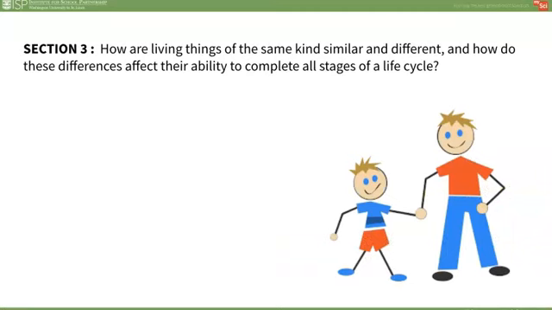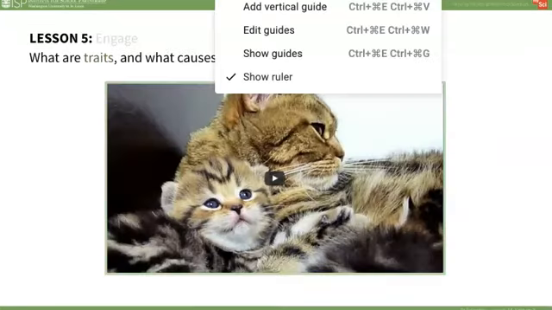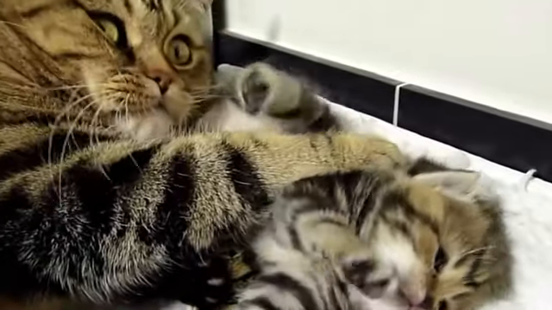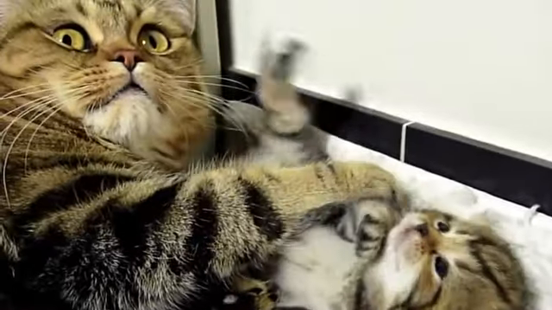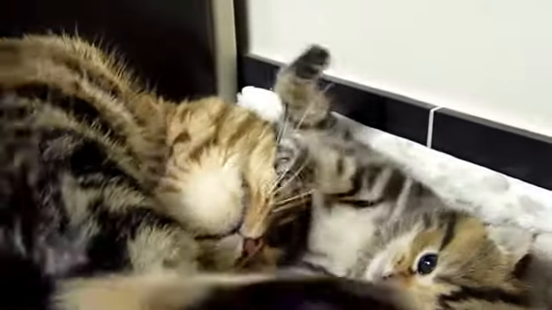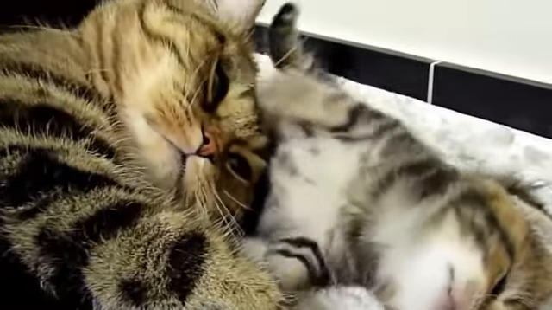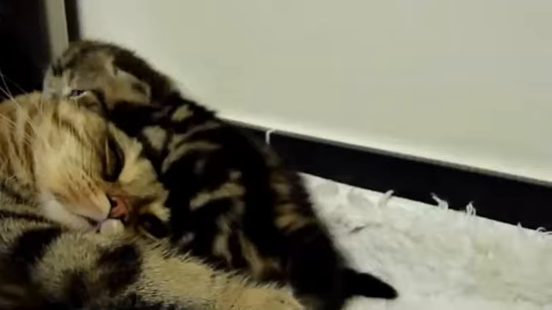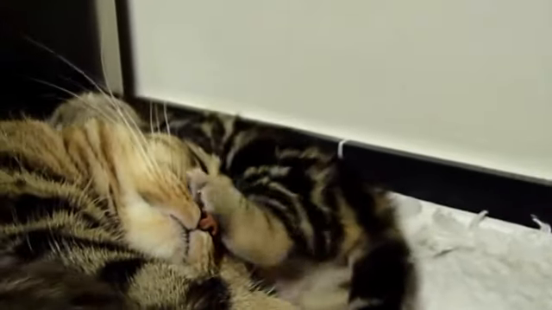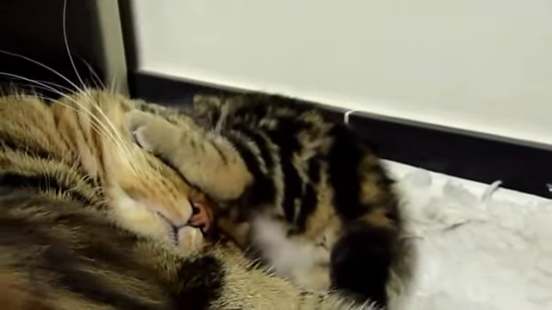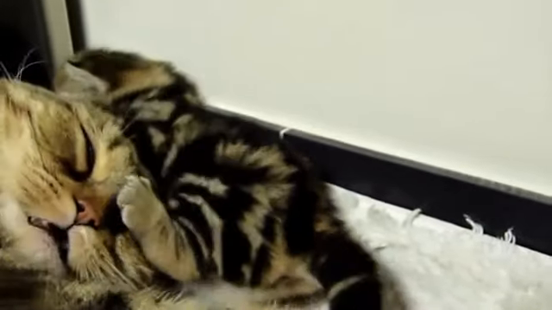Students will determine how living things are the same and different in this section. Watch the following 1-minute video of a mother cat with her kittens. Ask students what they know, notice, or wonder about the cat and her kittens. Guide the conversation towards descriptions of the cat's physical traits. They might notice that the parent cat has different eye and fur color than the babies.